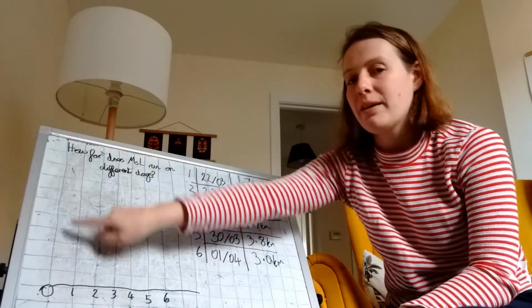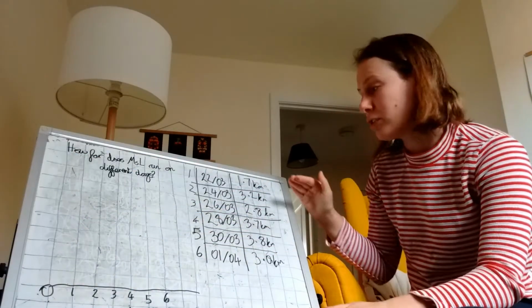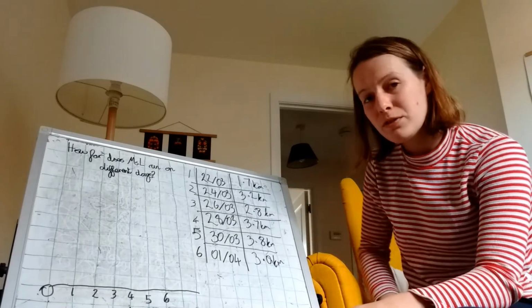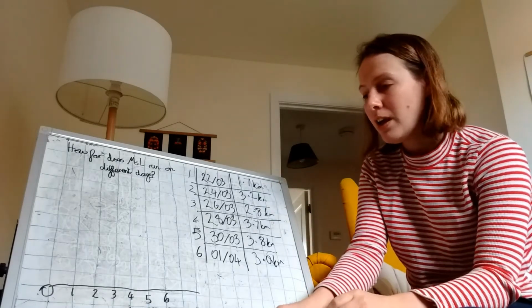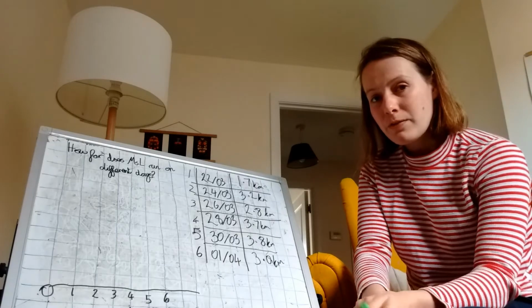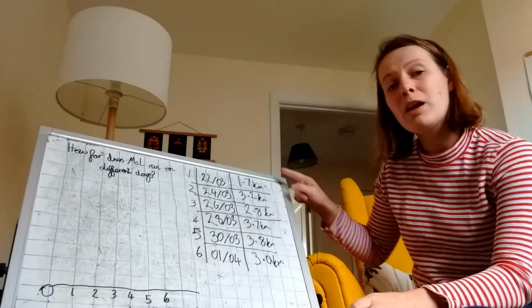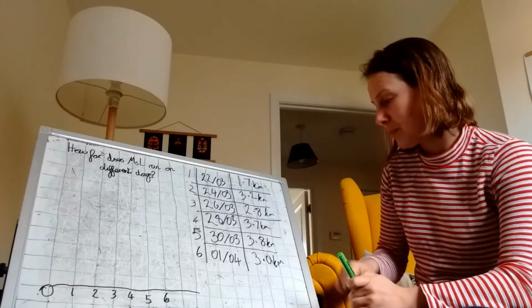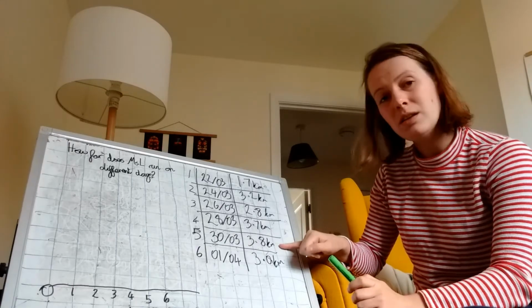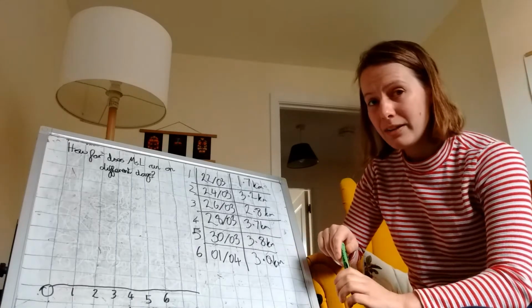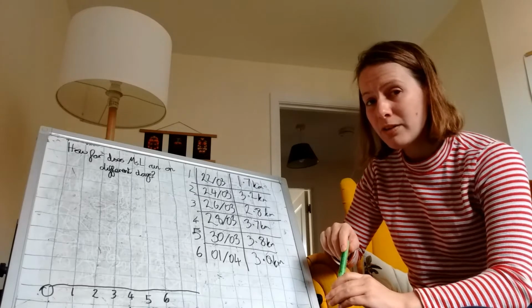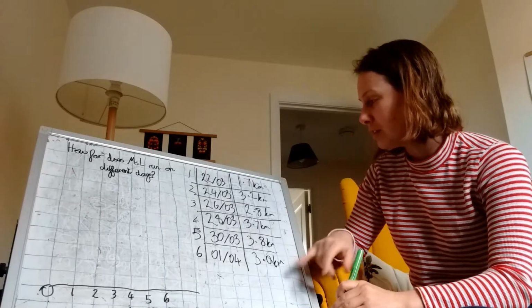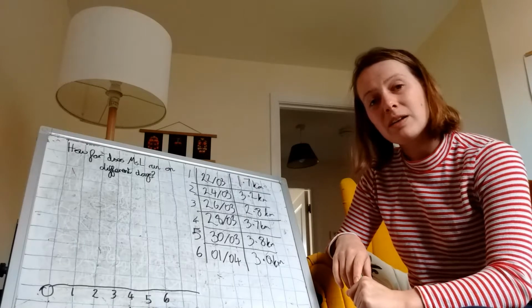For my up and down axis, my y-axis, I'm going to record the distance of the run in kilometres. And to do this, the first thing I need to do is find my longest distance, find the biggest number. And for me, that's 3.8 kilometres. So my biggest number is 3.8 kilometres. So that's how far my scale needs to go up.